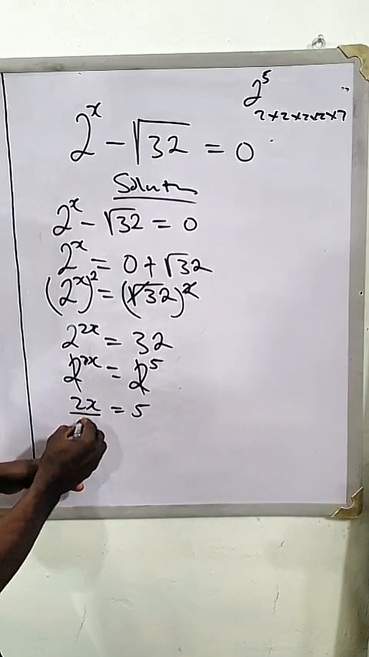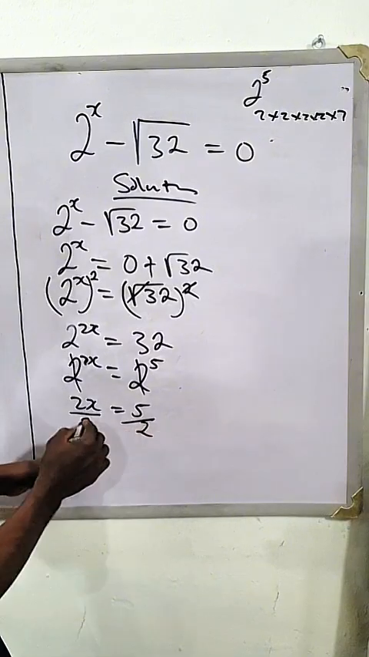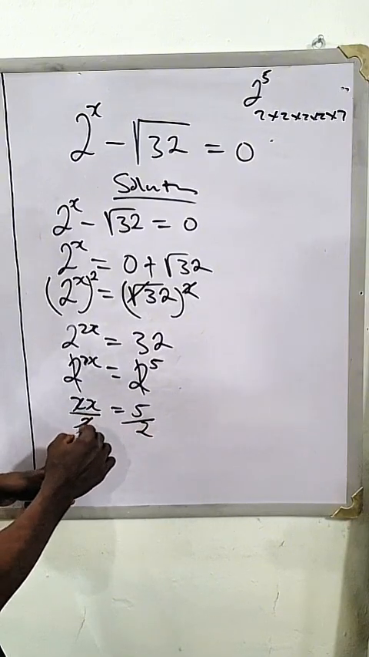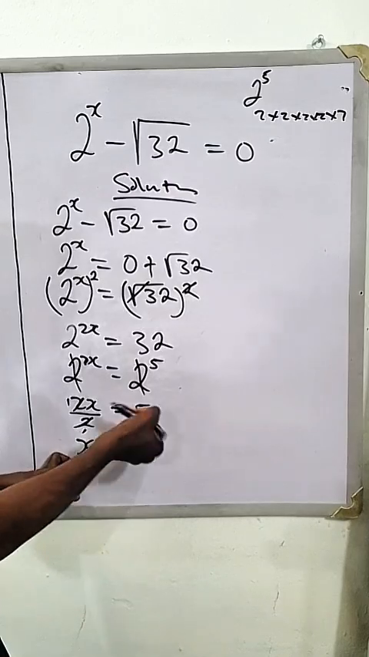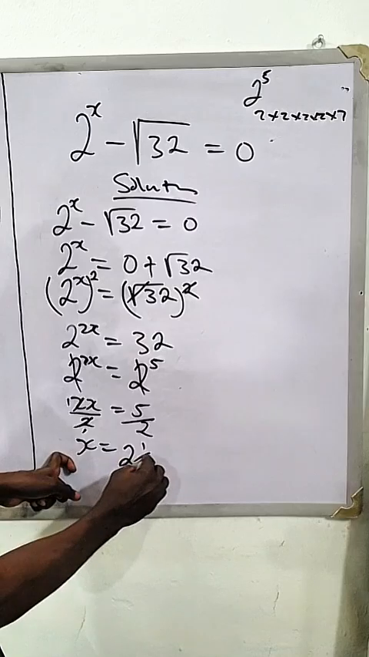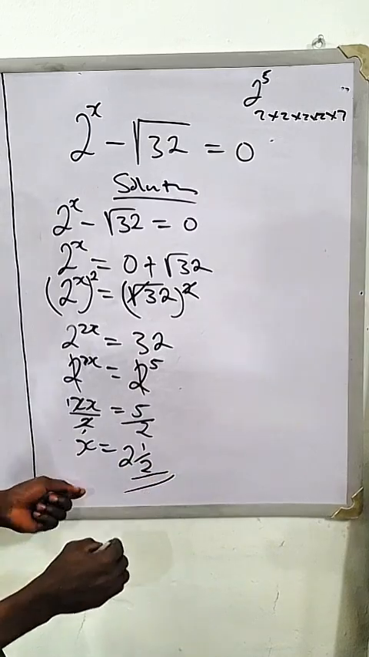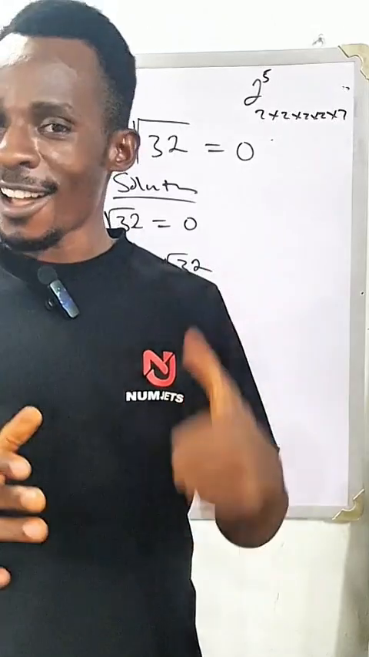What do we do? Divide both sides by the coefficient of x, which is what? 2. 2 here, 1, 1. Okay? X is equal to, how many 2 can we see in 5? 2. Remaining what? 1 over 2. So our x is 2 whole number 1 over 2. As simple as that.